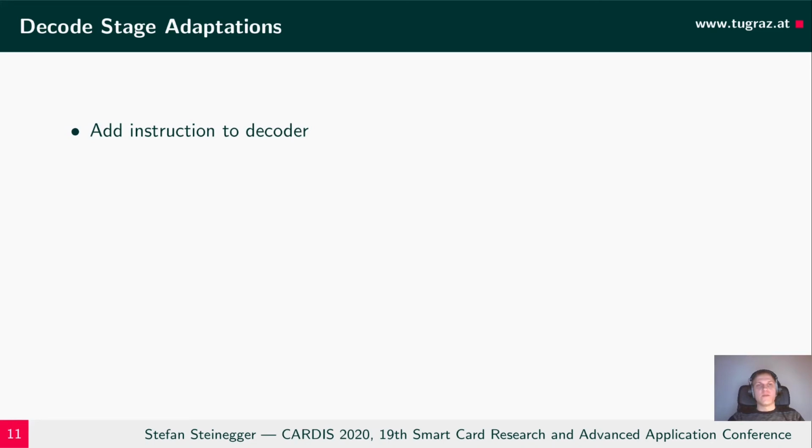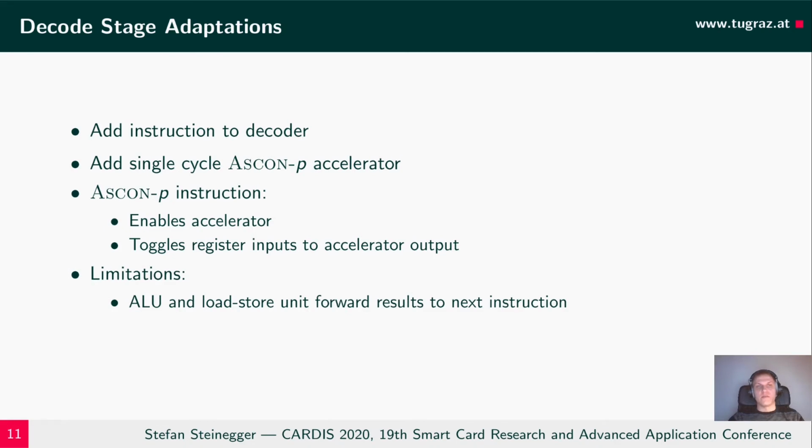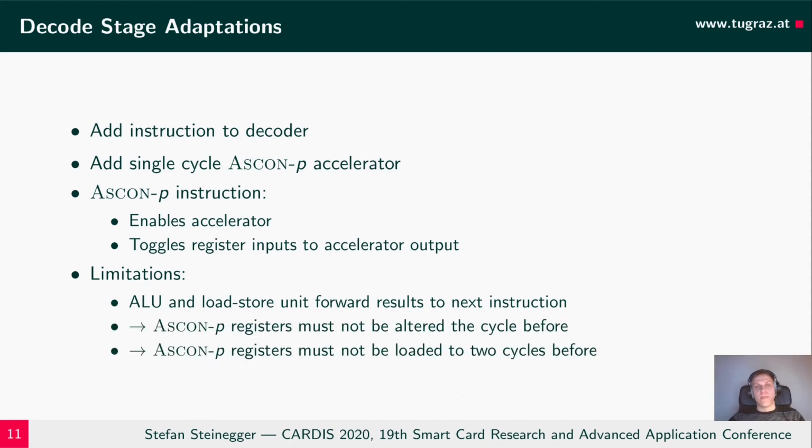For the decode stage, we need to add our instruction to the decoder, so the CPU knows about our instruction. And we also add our single cycle Ascon-p accelerator. So the Ascon-p instruction is simply enabling the accelerator and then toggling the register inputs to the accelerator output. A limitation of this approach is that on this specific CPU, the ALU and the load store unit forward the results to the next instruction. So to work around that, Ascon-p registers must not be altered the cycle before the instruction is executed, and Ascon-p registers must not be loaded in the 2 cycles before the instruction is executed.